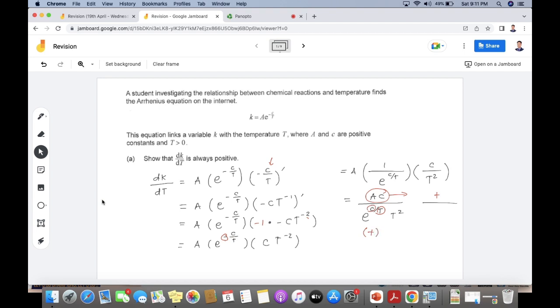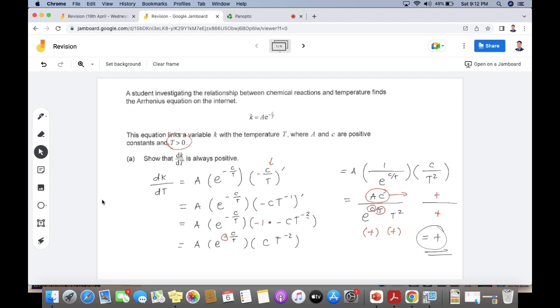Likewise, we know already that the temperature is greater than 0. That means when you square a positive number, you will also get a positive result. So the product of two positive numbers would also be positive. In other words, you are actually dividing two positive numbers. That is why we could already say that the quotient when you divide two positive numbers will also be positive. And hence, we already have shown that the derivative would always be positive.